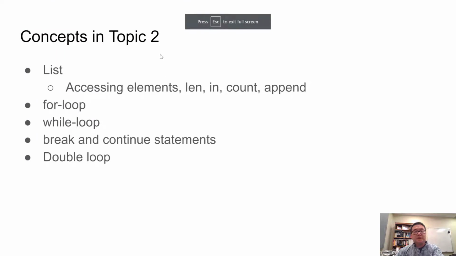The concepts that we have covered in topic two are mostly lists and loops. For lists, we can use the subscript square bracket to access an individual element. We can compute its length. We can use it in a loop with a variable in a list. We can count the number of times an element occurs. We can use append to construct the list. We can use the square bracket syntax to write out a list value.